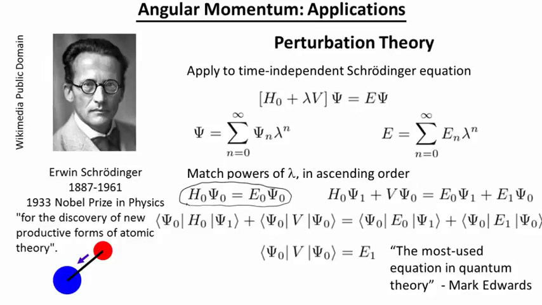So we're taking powers of lambda to the 1 on each side, lambda to the 1. So from the left hand side, that's H0 times psi 1 plus V times psi 0 is equal to E0 times psi 1, and then E1 times psi 0.